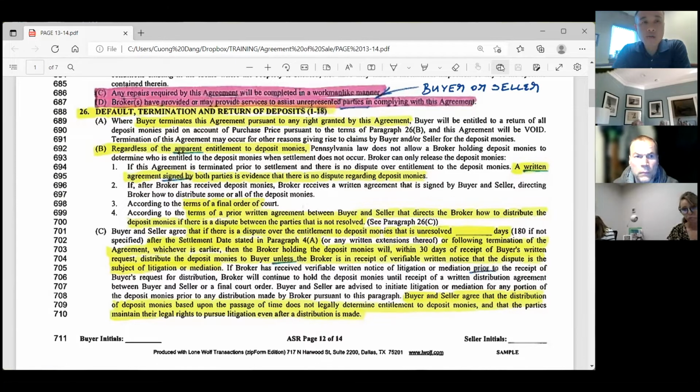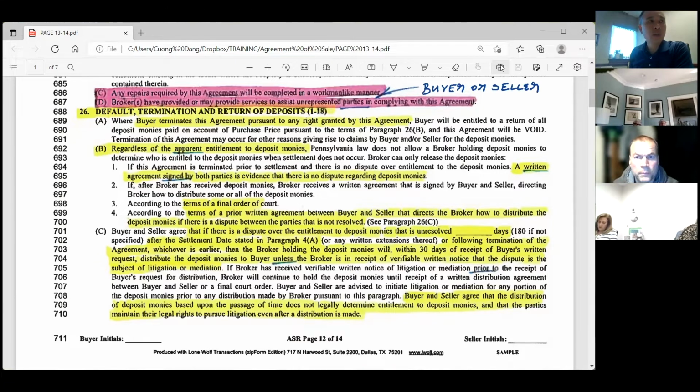2, if after broker has received deposit monies, broker receives a written agreement that is signed by buyer and seller directing broker how to distribute some or all of the deposit monies. So number 2, the way I read it after reading it several times is it could be in the contract that states that the deposit is non-refundable, or if, let's say, it's non-refundable after 90 days, or it says something to that extent. Now, Jim Goldsmith just recently sent out a PAR article about that non-refundable deposit, which I think Brooks had sent out last week, and hopefully everybody read it.